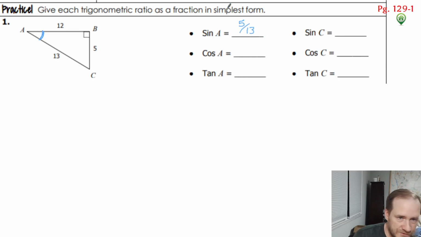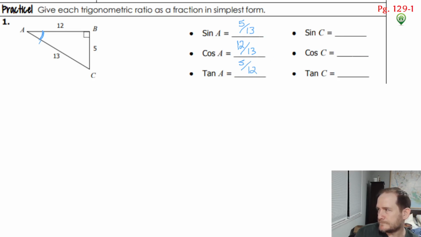That's it. Just write the fraction. Don't make it a decimal. Don't do anything else. That's it. Now if you want the cosine of A, then adjacent is 12 and the hypotenuse is still 13. So you'd give 12 over 13. And if you want the tangent of A, then you'll go 5 over 12.